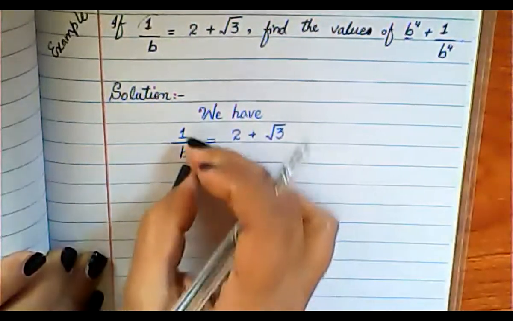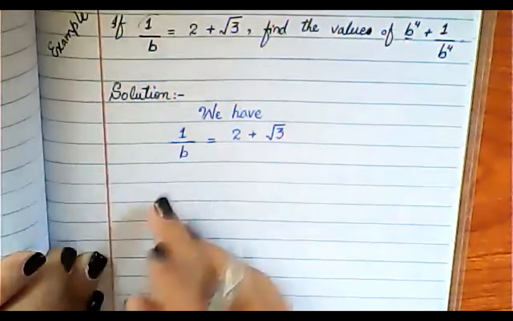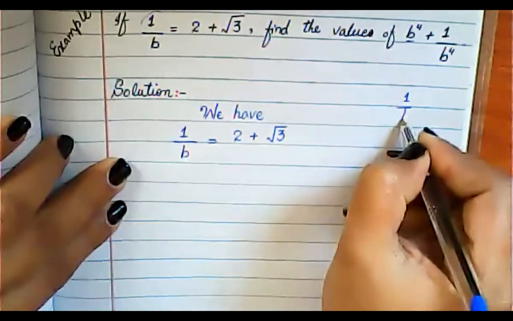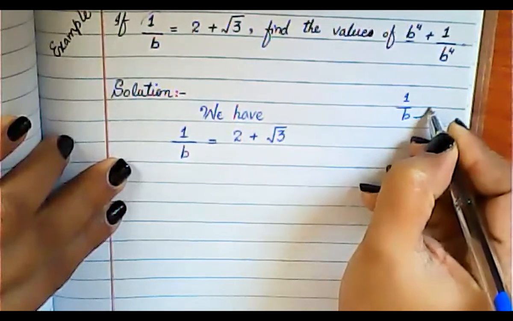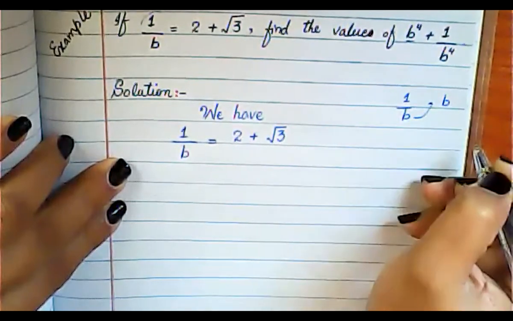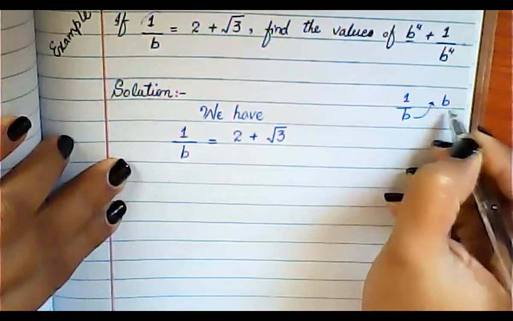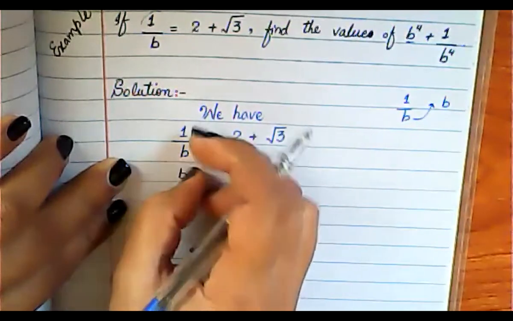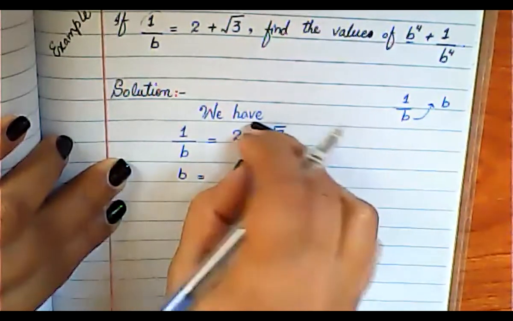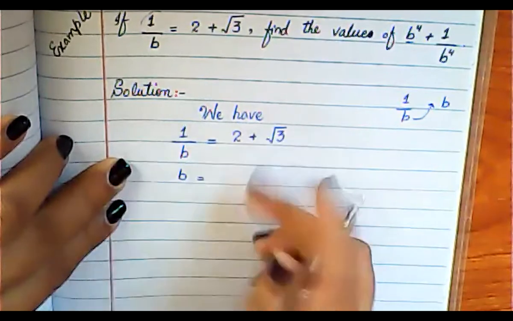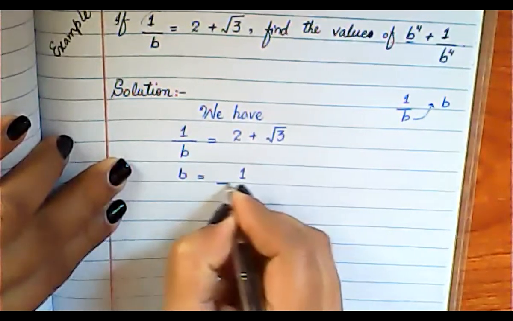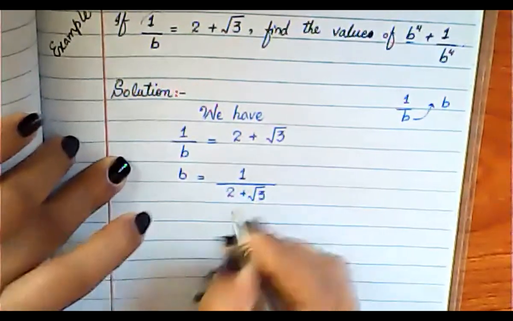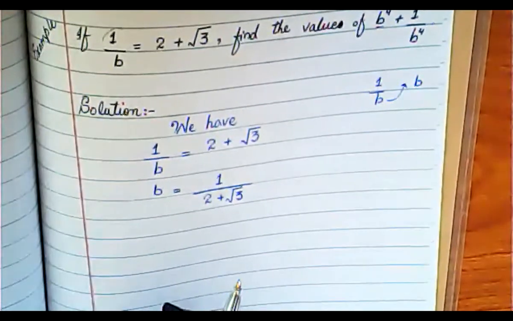So what you will do is take the reciprocal of this. The reciprocal of 1 upon b means shifting it upward, so it will be b. So you will write here b is equal to the reciprocal of this thing, which will be 1 upon 2 plus under root 3. Please tell me, is this step clear or not?